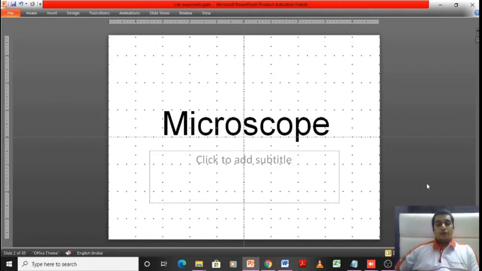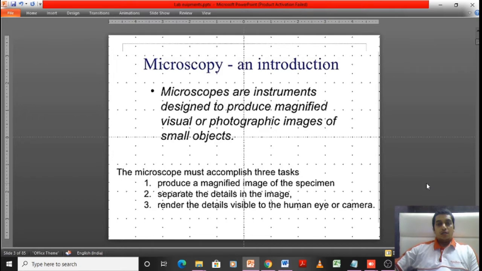So, good morning. Today we will discuss the instruments which are used in the microbiology lab, and the main instrument which is used in the microbiology lab is a microscope. So first, if we go into the definition of a microscope or microscopy, microscopes are the instruments which are designed to produce magnified visual or photographic images of small objects.